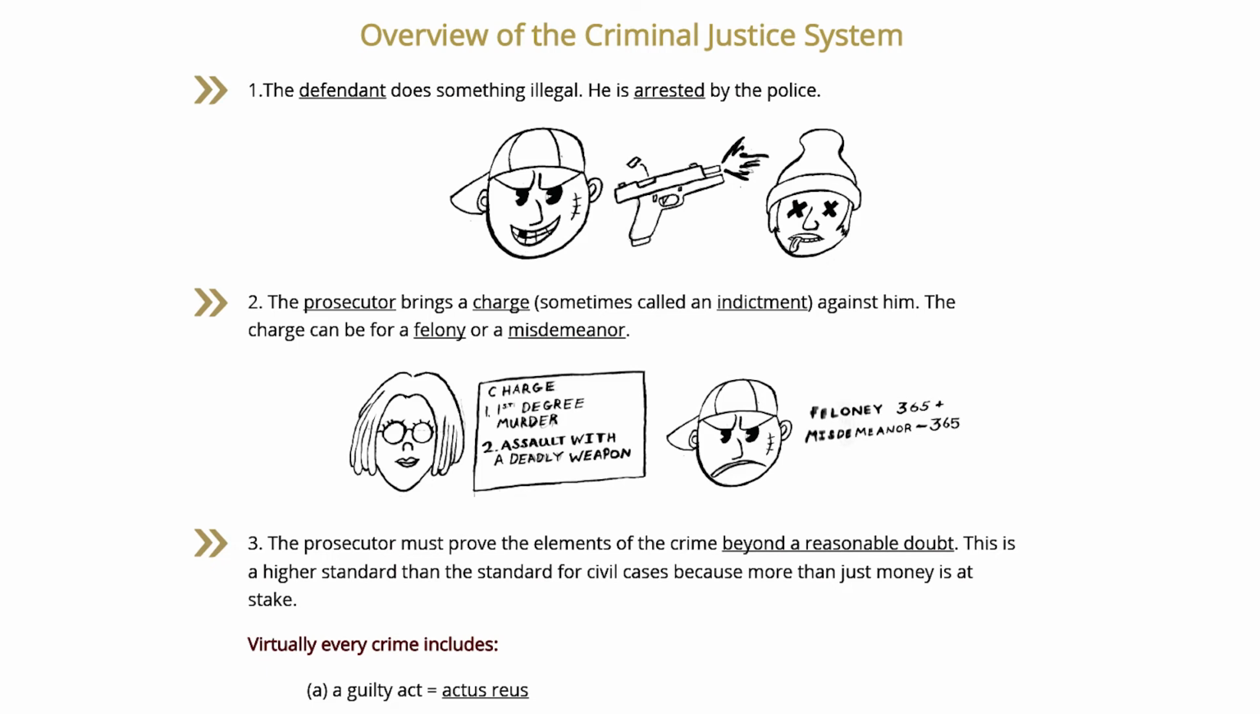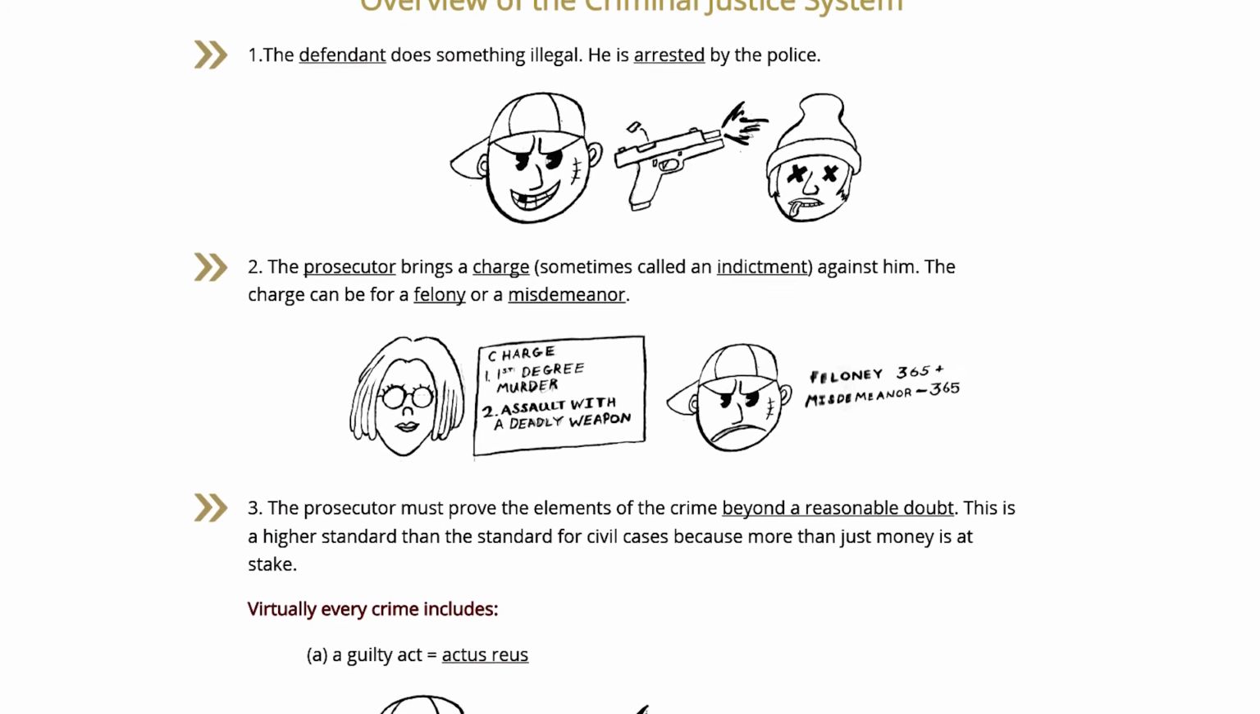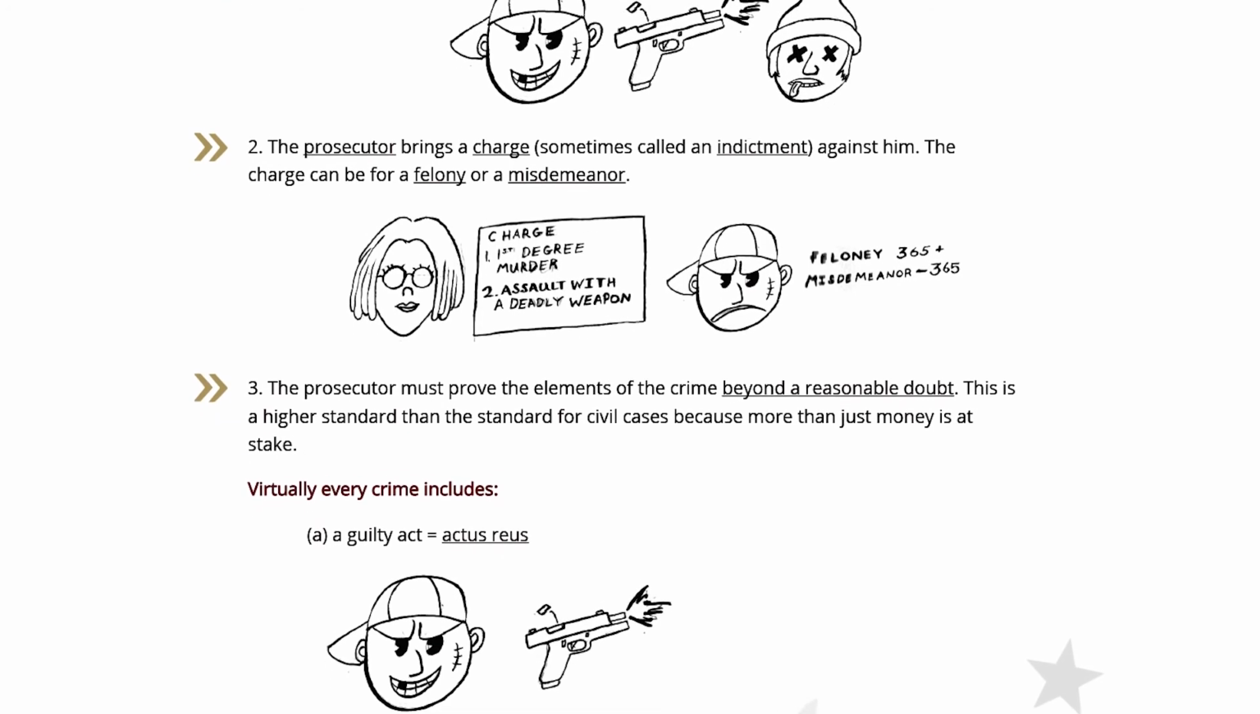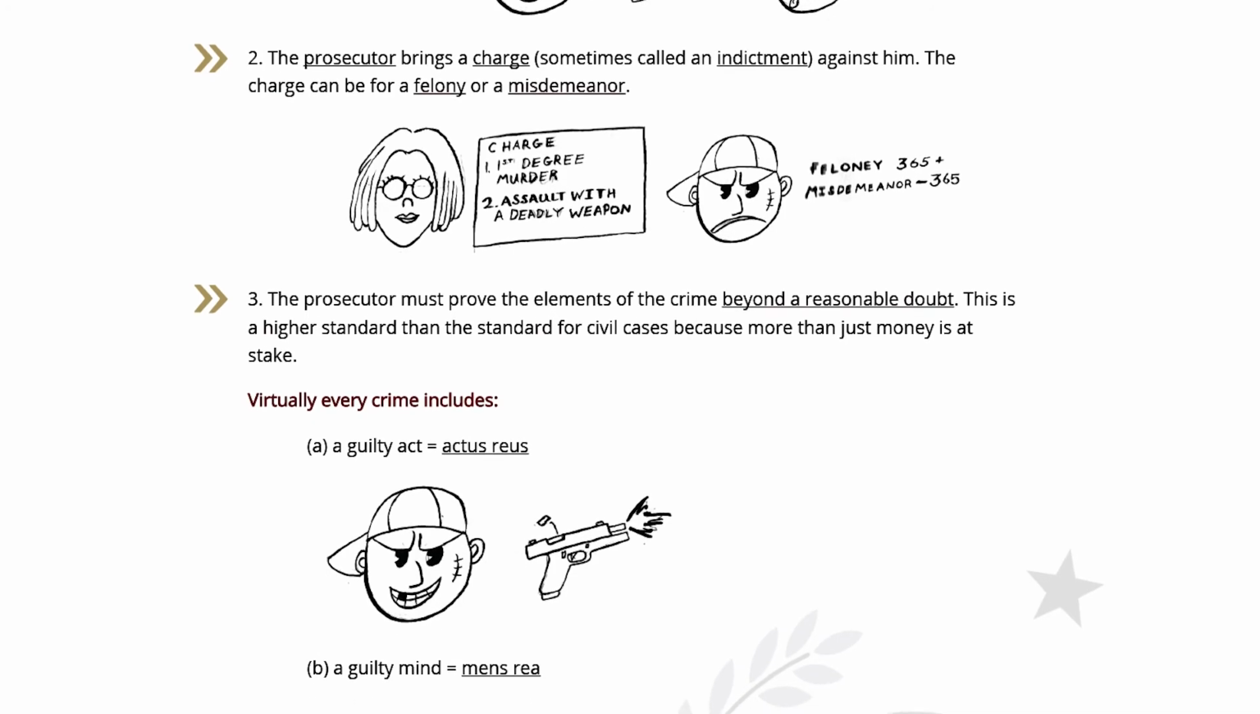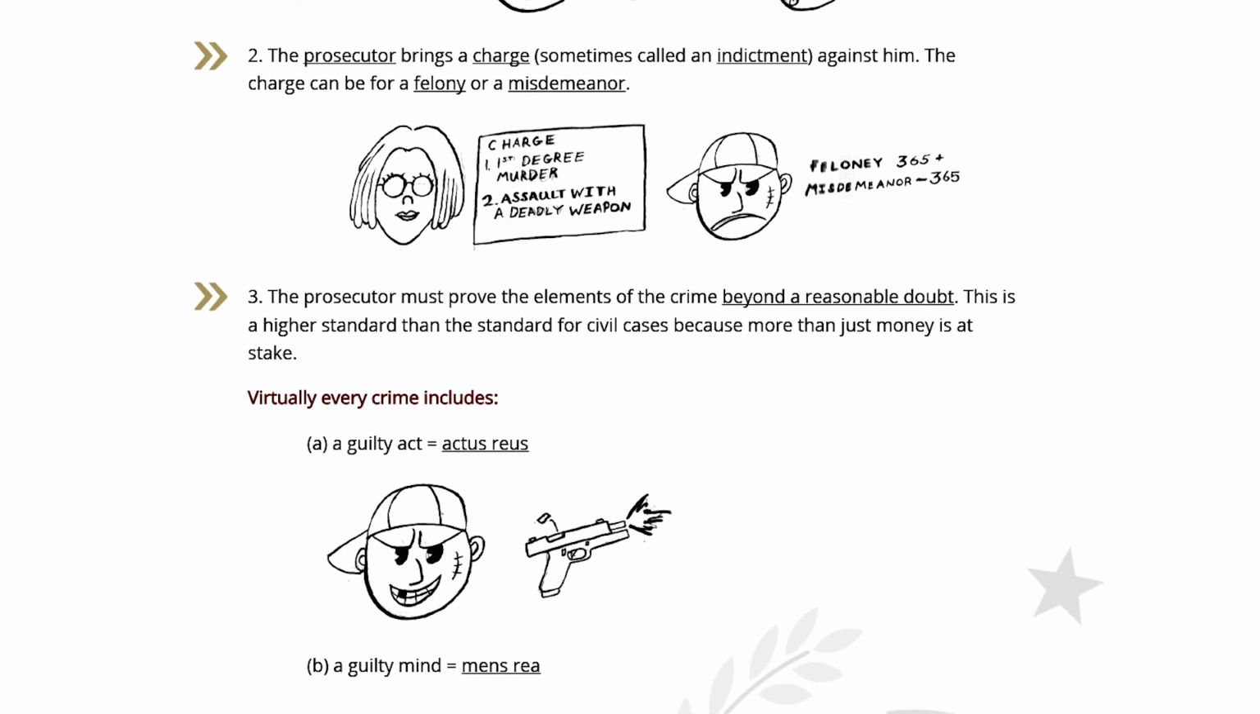So for a criminal justice system, we also have a defendant. The defendant does something illegal, and he is then arrested by the police. With a defendant, instead of having a plaintiff that is suing them in civil court, we have a prosecutor that brings a charge, sometimes called an indictment, against the defendant. The charge can be for a felony or a misdemeanor. Obviously, a felony is more serious than a misdemeanor. The prosecutor has to prove the elements of a crime beyond a reasonable doubt.